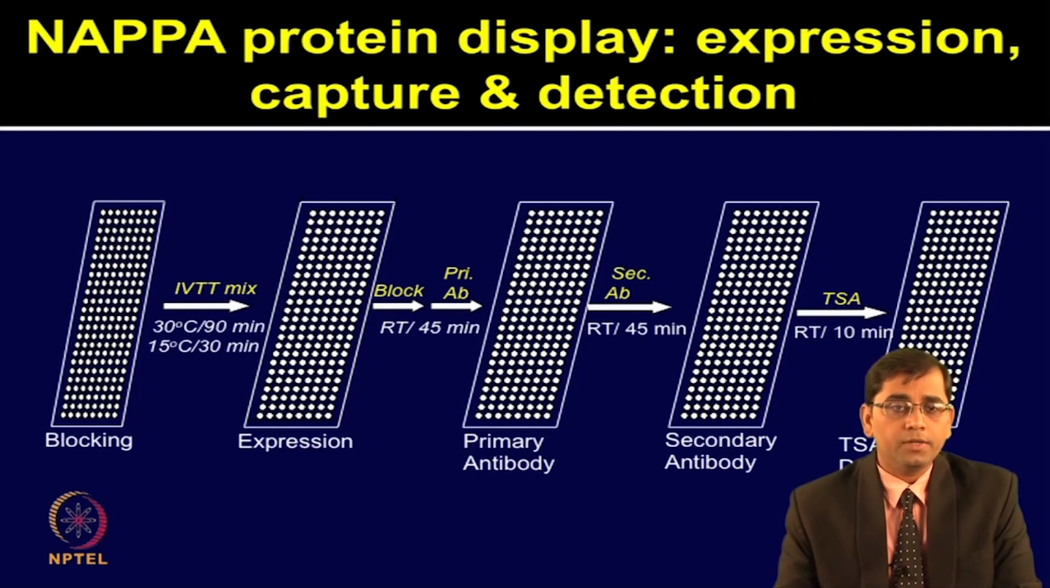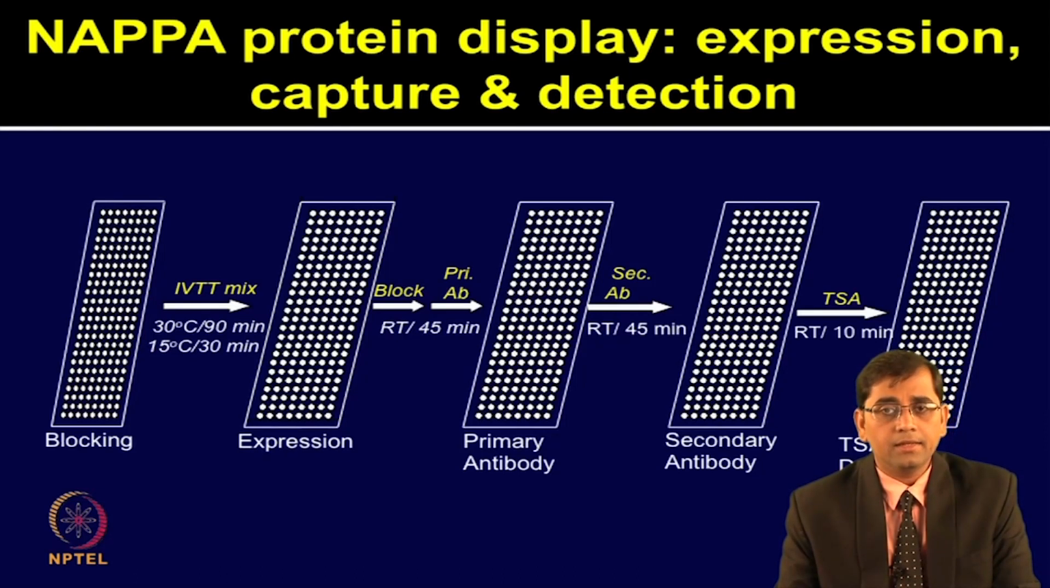There are 2 steps involved here. One is the expression, where the proteins are expressed in the cell-free environment, and then protein capture on antibody, which is facilitated by lowering the temperature. Once the proteins are expressed, you need to wash all the lysates away from the chip. You can add milk in PBS or BSA. Once the blocking is done at room temperature, then the primary antibody can be added.